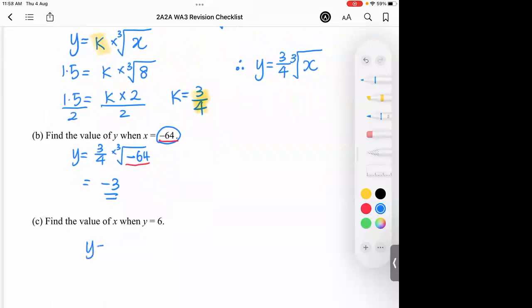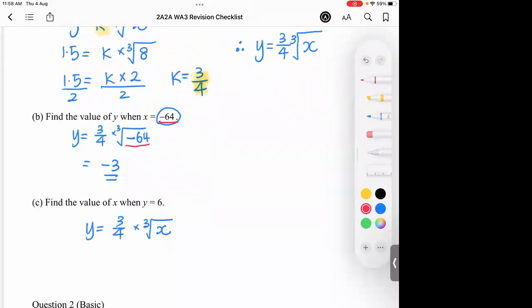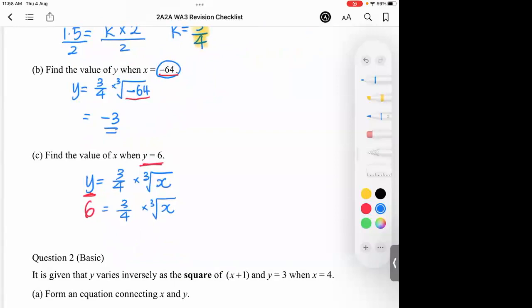So now I have y equals 3/4 times cube root of x. But y is equal to 6, so this y value changes to the number 6, equals 3/4 times cube root of x. How to solve this kind of question? First, I need to find what is the cube root of x first. I don't want the 3/4. So what am I going to do? I'm going to divide by 3/4.